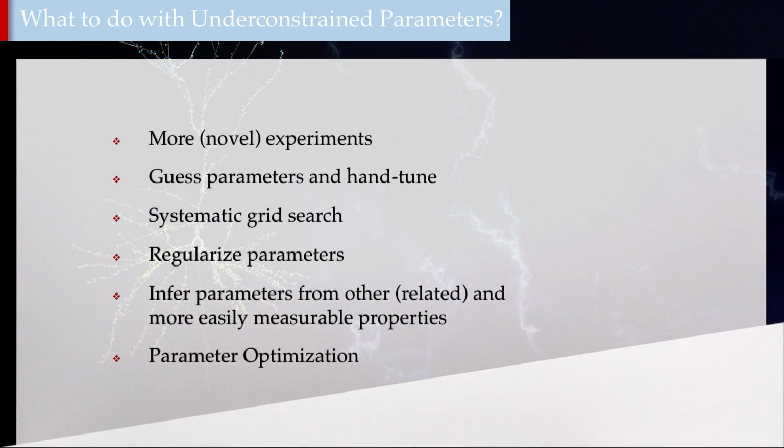Yet another way of thinking about it is that maybe you can infer parameters from other and more easily measurable properties. So take the example of the ion channel conductance. Ultimately, what it means is how many channels are in a certain unit area of the dendrite.